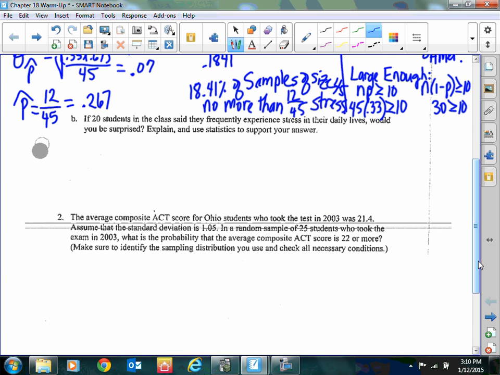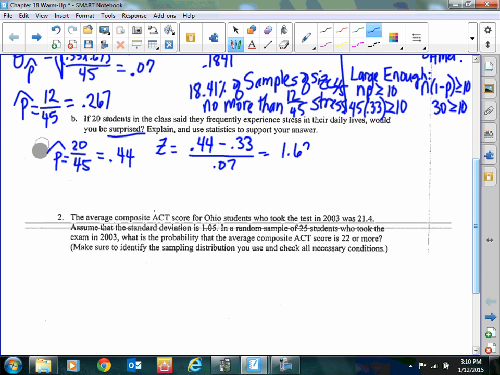Okay, now in part B, if 20 of the students say they experience stress, would you be surprised? So in other words, if you got a sample that was 20 over 45, if your p-hat was 20 over 45, where would that be on the curve? Would that be unusual? That proportion is 0.44 repeating. And so I want to find the z-score for that. So the z-score is compare your sample proportion to your mean over your standard deviation, and that is just 1.629.